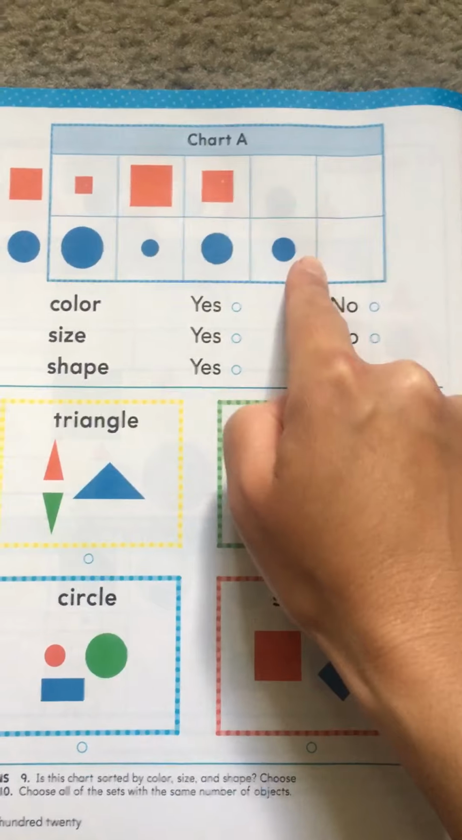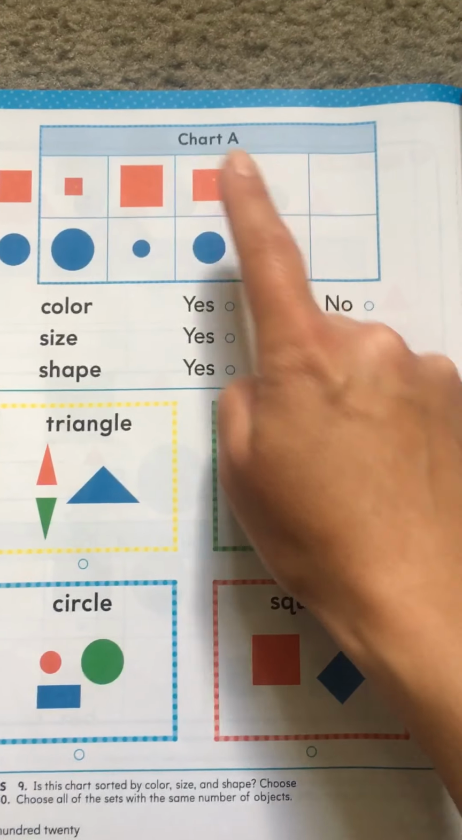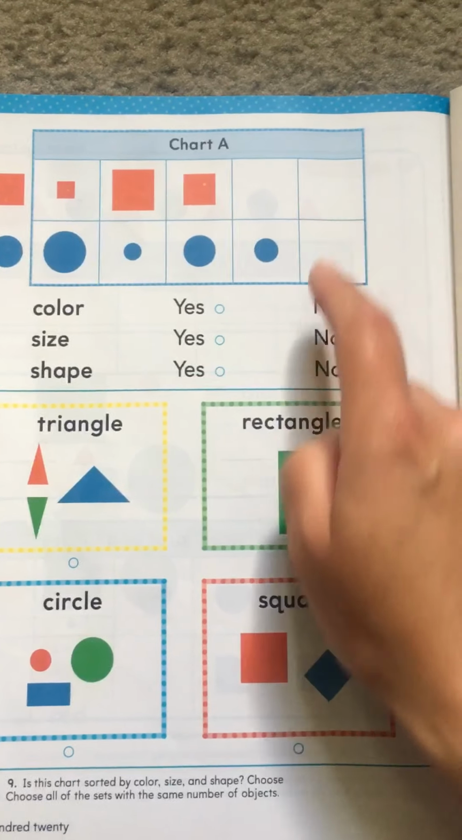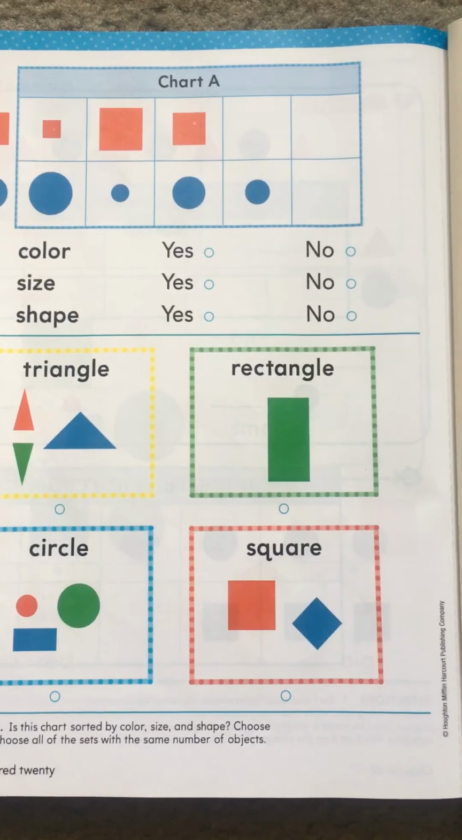So look at the graph. Is it sorted by color? Is it sorted by size? Is it sorted by shapes? And you're going to choose yes or no for all 3 of those categories.